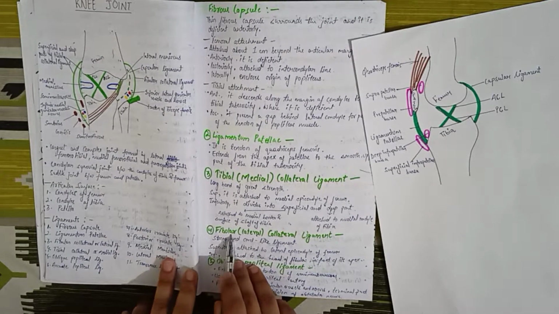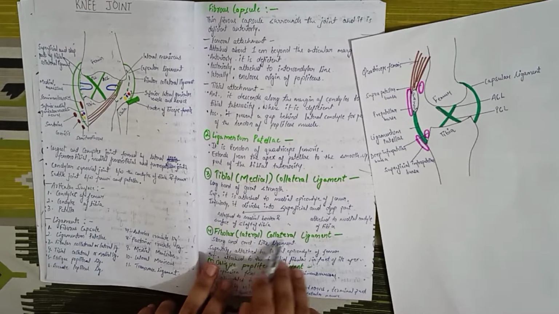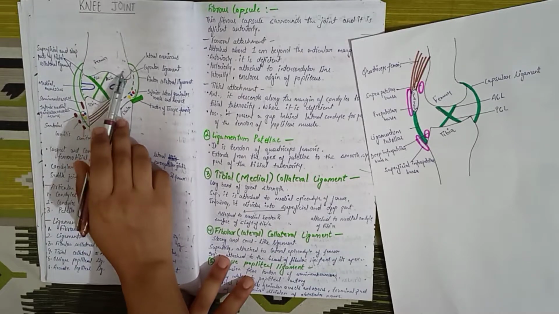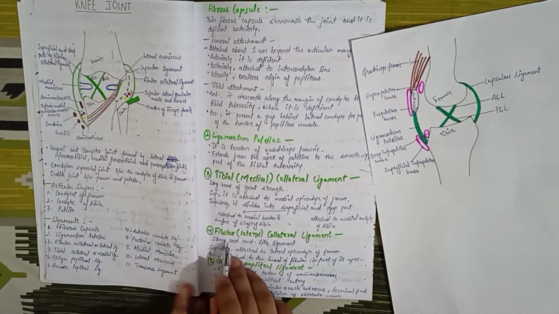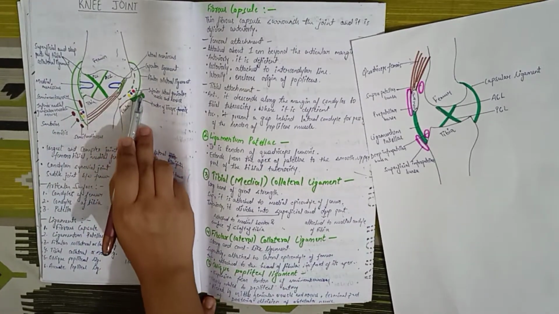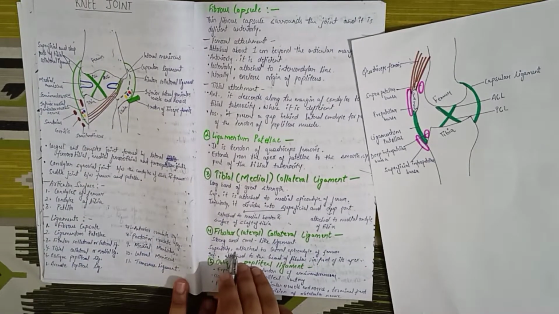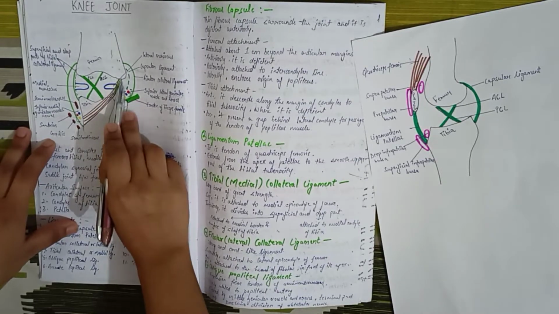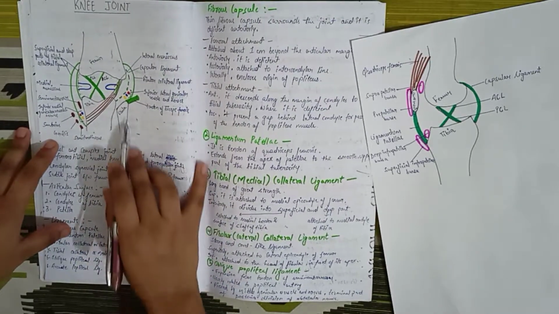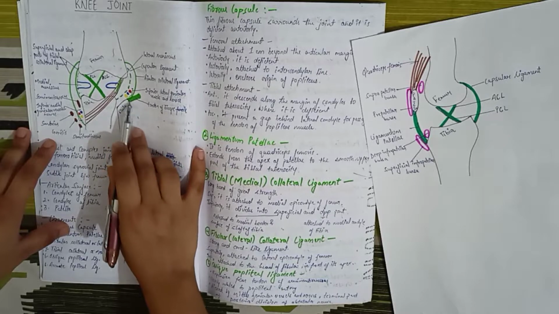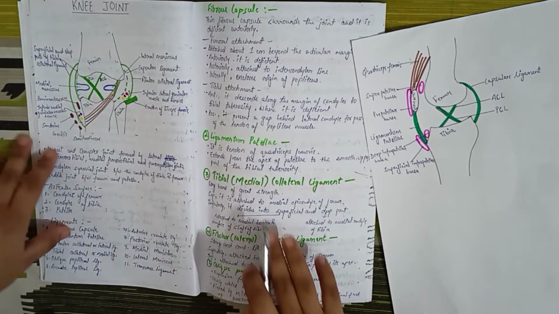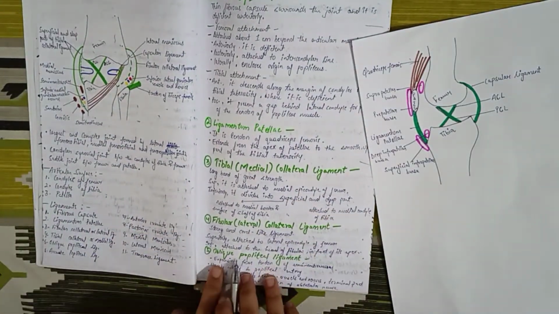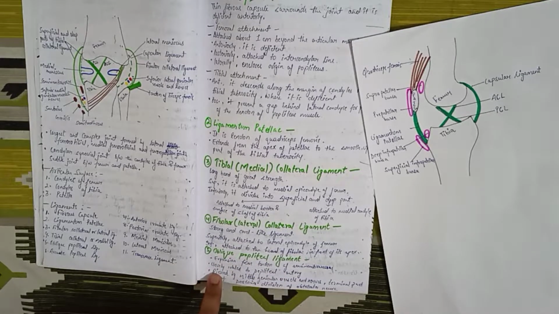The next ligament is the fibular collateral ligament. As the name suggests, it joins the femur and fibula. It is a strong and cord-like ligament. Superiorly, it is attached to the lateral epicondyle of the femur, and inferiorly, it is attached to the head of the fibula in front of its apex.